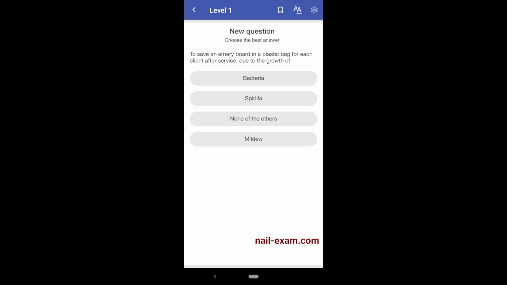Save an emery board in a plastic bag for each client after service due to the growth of: A. Bacteria. B. Spirilla. C. None of the others. D. Mildew. The answer is A.